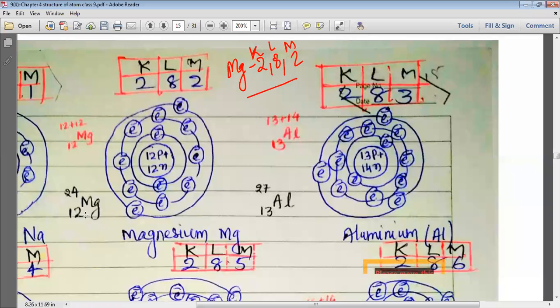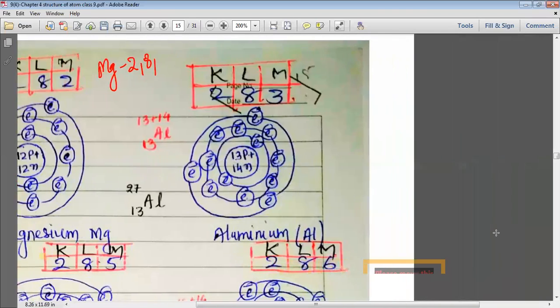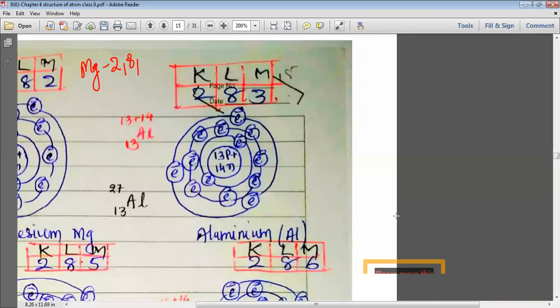Again, my dear students, the atomic number is determined by the number of protons. So atomic number of magnesium is 12. Atomic mass number is determined by the number of protons plus number of neutrons. Number of protons is 12. Number of neutrons is 12. Total 24. And thus the atomic mass number of magnesium is 24. And ultimately we represent magnesium as 12Mg24, which says that the atomic number of magnesium is 12 and atomic mass number of magnesium is 24.